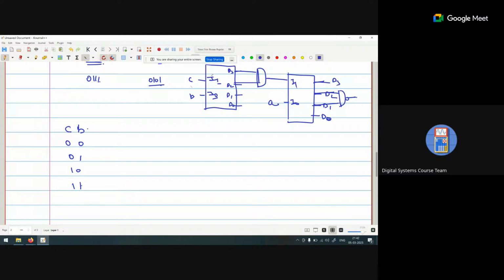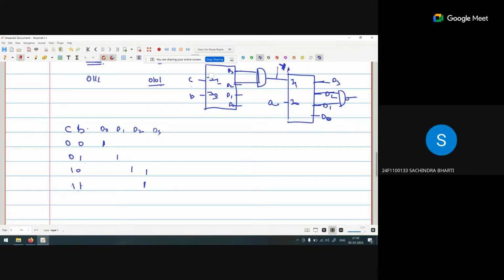Okay. So let's I take as a Y1 here. When CB is 0 0, my D0 is 1. When CB is 0 1, my D1 is 1. When CB is 1 0, my D2 is 1. And when CB is 1 1, my D3 is 1.